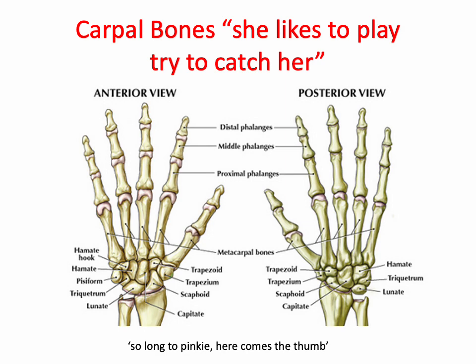And then we have 5 metacarpal bones. The digits 2 through 5 have proximal, middle and distal phalanges, and the thumb has a proximal and distal phalanx.